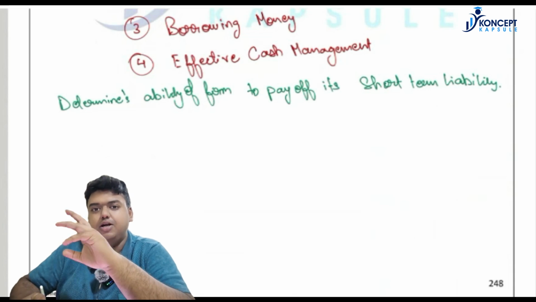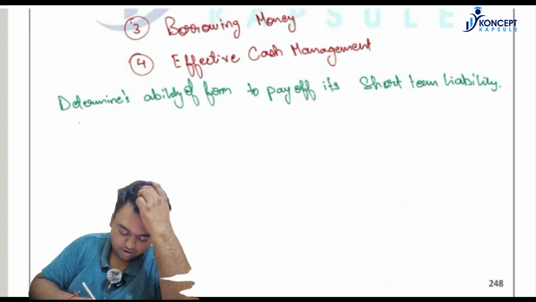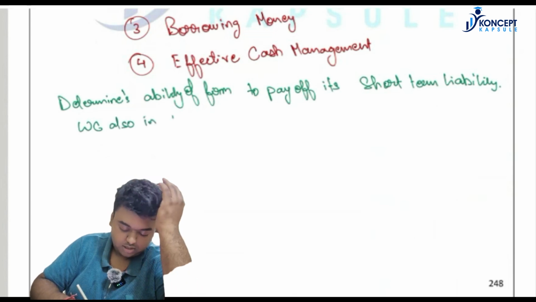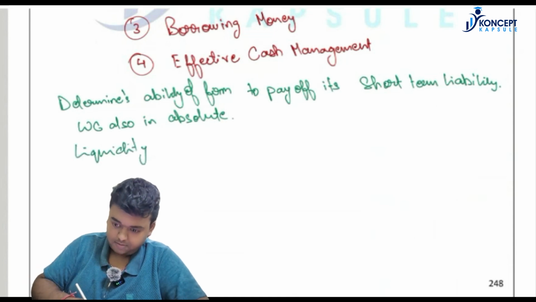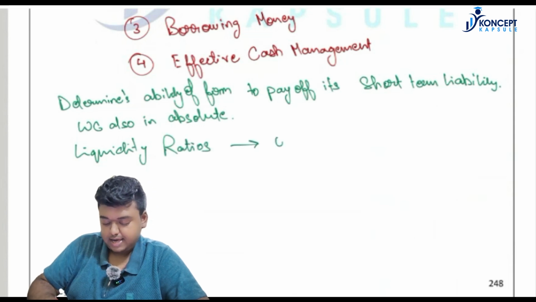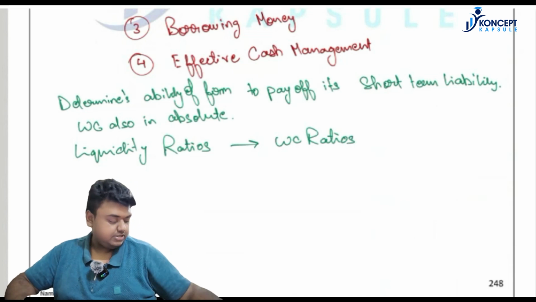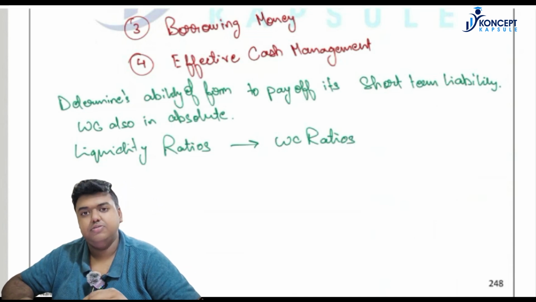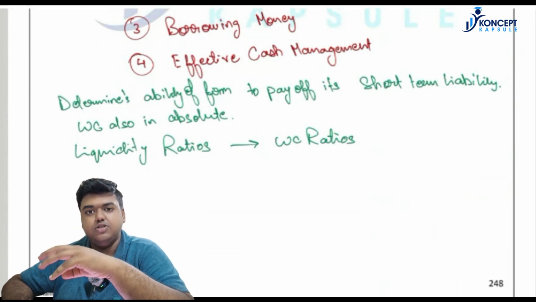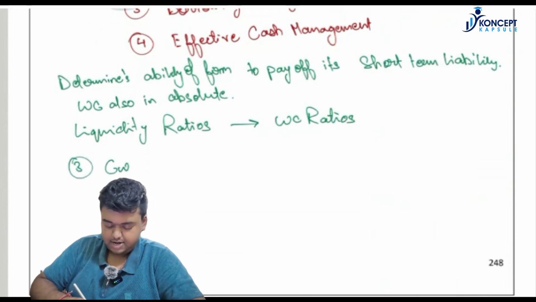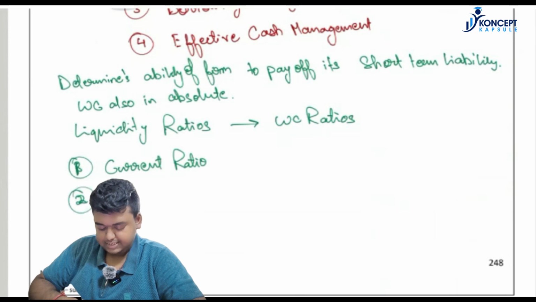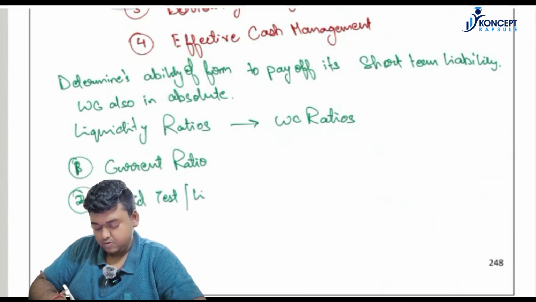Is it something similar to what we have seen in the last class? Yes. Working capital also, in absolute terms, indicates that only. That is why liquidity ratios are also referred to as working capital ratios. So guys, always remember liquidity ratios are also known as the working capital ratios. So there are three working capital ratios or liquidity ratios. Current ratio, second, acid test ratio or quick ratio, and the third is cash ratio.